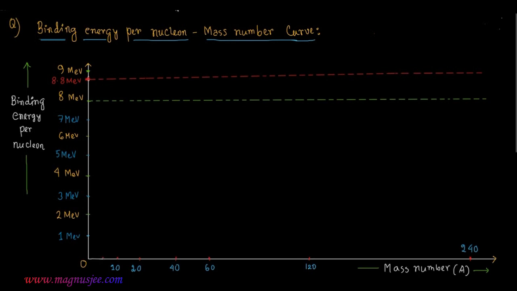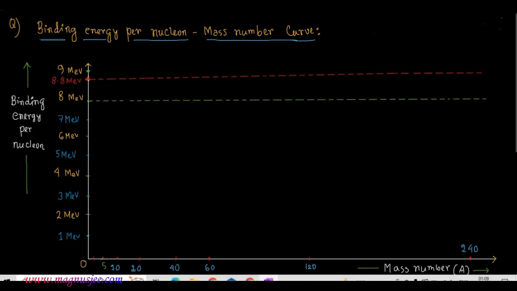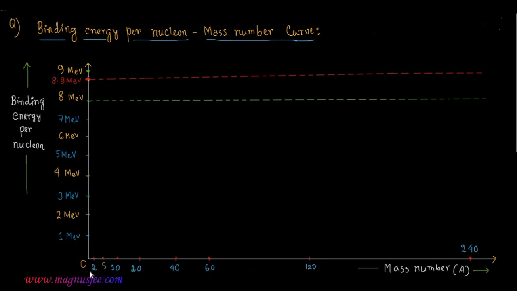Now we can denote the mass numbers 5 and 2 on the horizontal axis, and also we can denote a point at which we place H2, the hydrogen nucleus, having binding energy per nucleon of 1.1 mega electron volt.